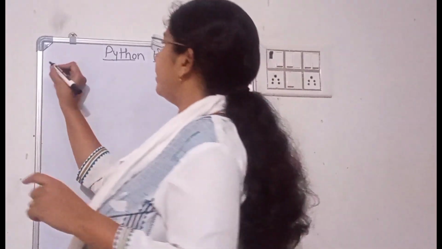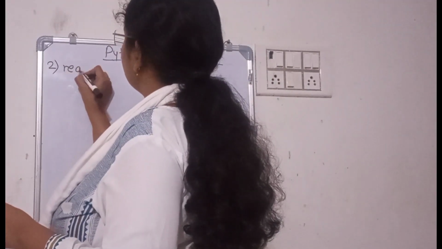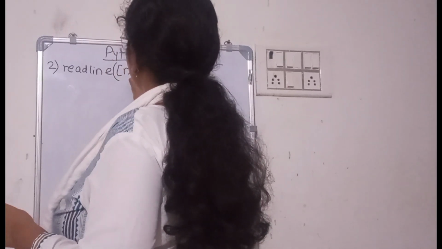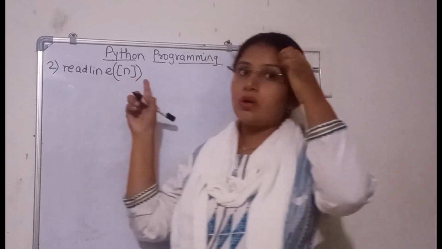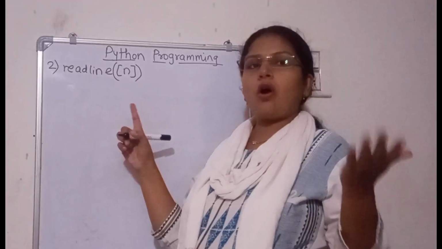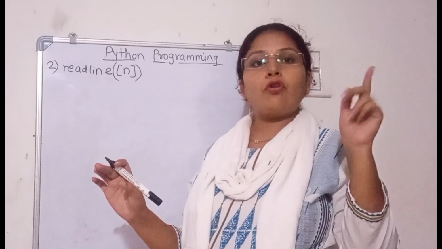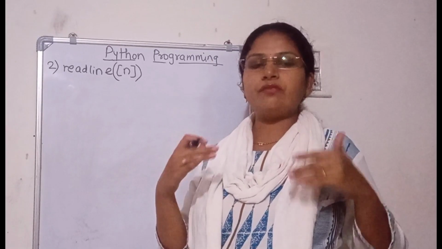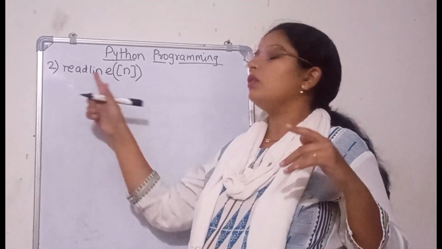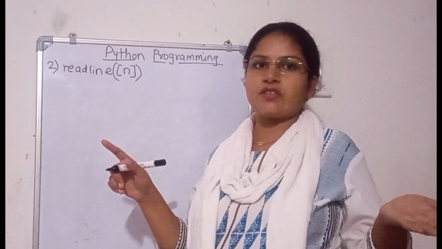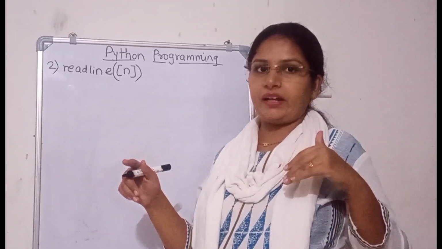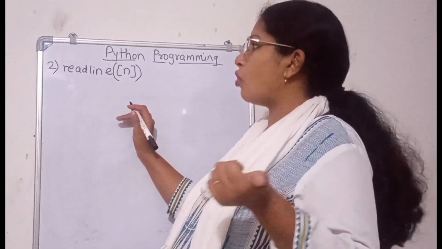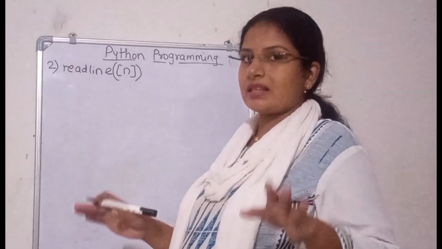The second method is readline. Here you can mention how many lines you are going to read from the file, or if you don't mention anything, by default the first line will be read and printed. If you are reading line by line, then you can call this readline function as many times as you want to display the content one by one. Just like the read function, the syntax to call readline is the same.